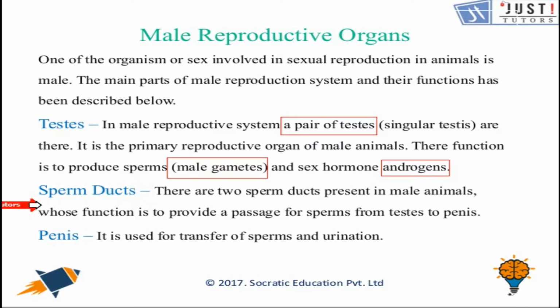The second is sperm ducts. There are two sperm ducts present in a male animal. So again we have two sperm ducts in the male reproductive organ, whose function is to provide a passage for the sperm from testis to penis.